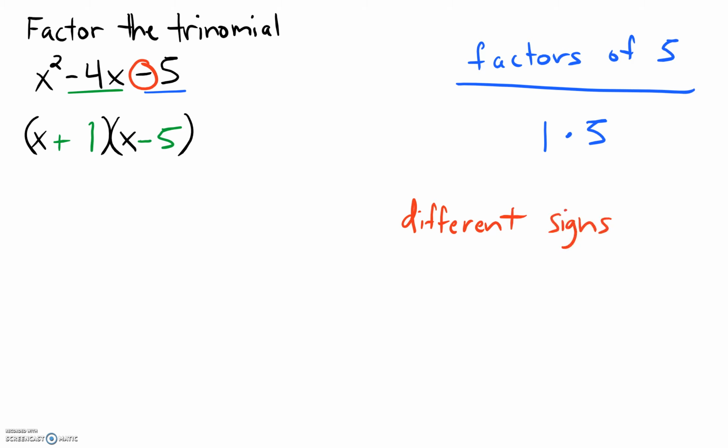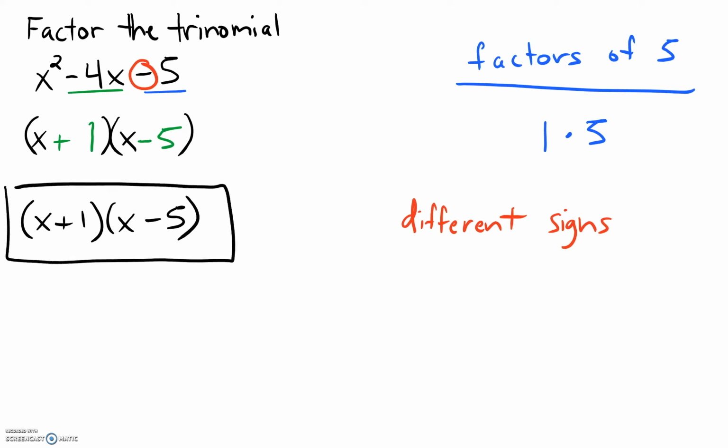Is it going to be plus 1 or minus 1, plus 5 or minus 5? Again, the way to tell that is we want the 1 and the 5 to combine to give us a negative 4. So plus 1 minus 5 gives us the negative 4. And so factoring this, our answer is x plus 1 multiplied by x minus 5. And that's our final answer. Again, you could go back and check this by FOILing it out and making sure that it matches the original problem. There you go.